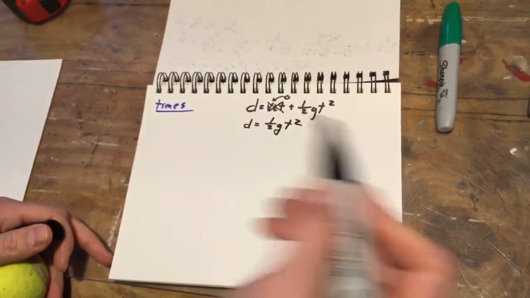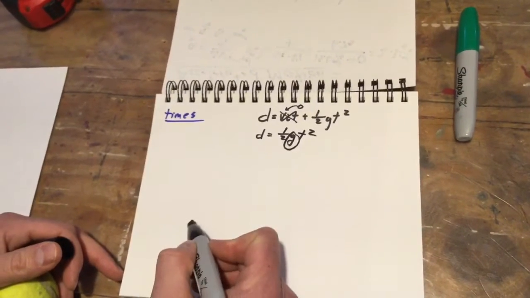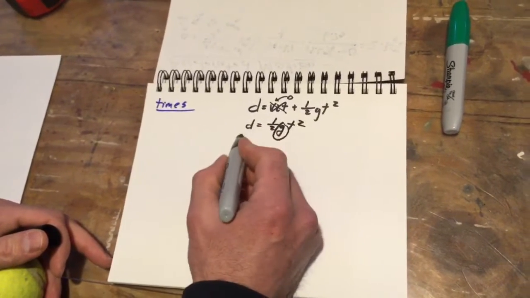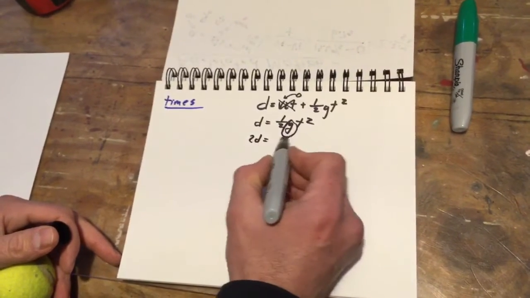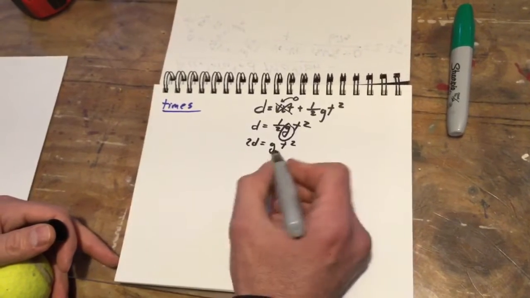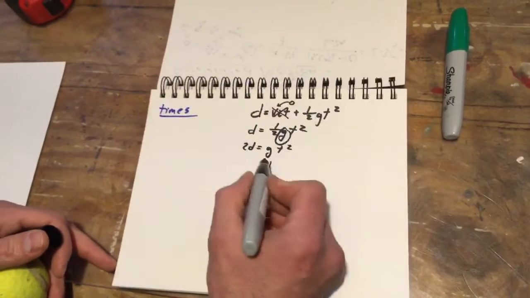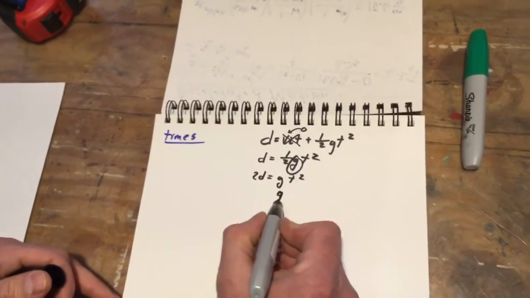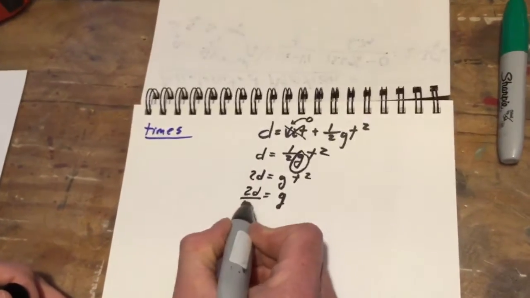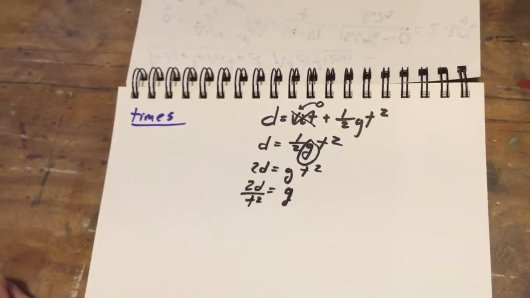Now remember, the point of this little lab is to figure out what gravity is. So I multiply both sides by 2. That gives me 2D equals GT squared. I'm trying to find G, so I divide by T squared, and I would get G equals 2D over T squared. So this is going to be my working equation.